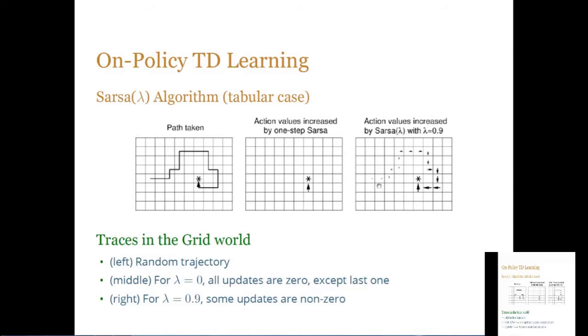So the way this works is that the agent will move here. We will try to perform updates, but all these updates will be 0 because we don't get any reward. And by the time we reach the goal, suddenly all these states that you see here will be updated. This is different from the other case, where there was only one single update. So here you can see the benefit of using eligibility traces.